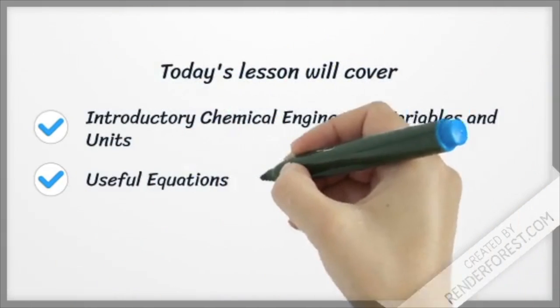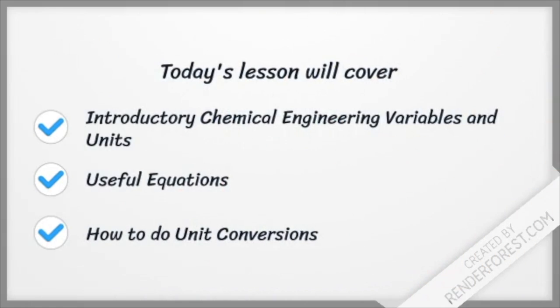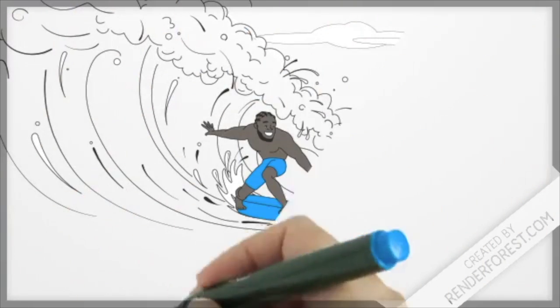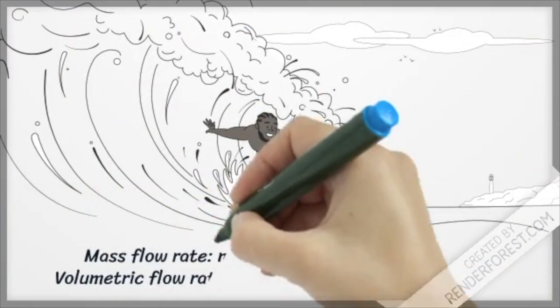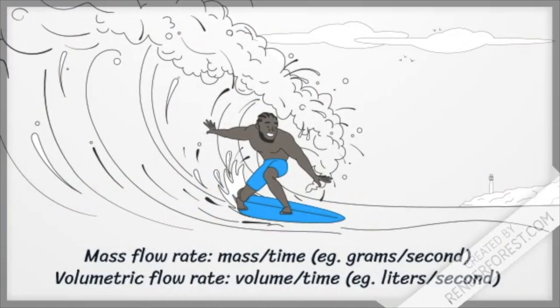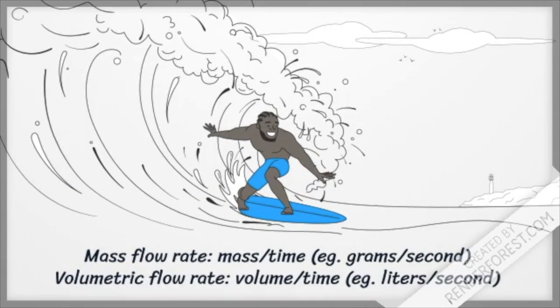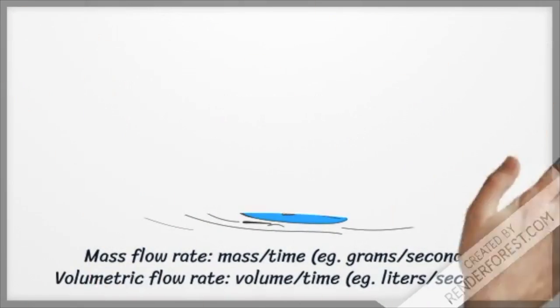In today's lesson, we will cover Introductory Chemical Engineering variables and units, useful equations, and unit conversions. The first units we are going to talk about are mass flow rate and volumetric flow rate. Mass flow rate is mass flowing per unit time, such as grams per second. Volumetric flow rate is volume flowing per unit time, such as liters per second.